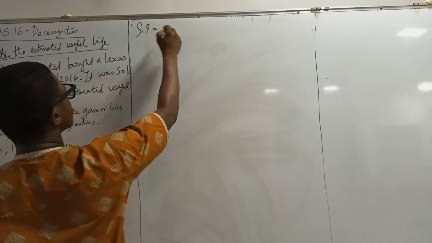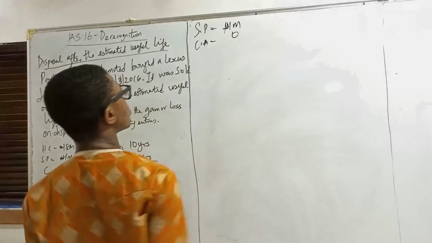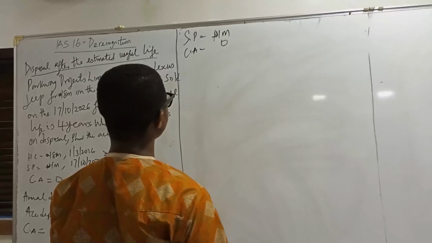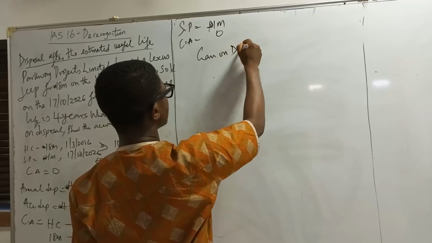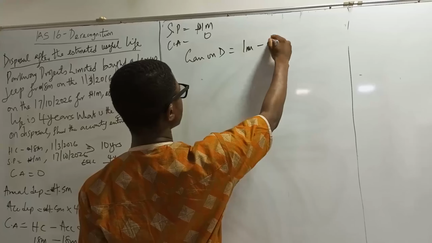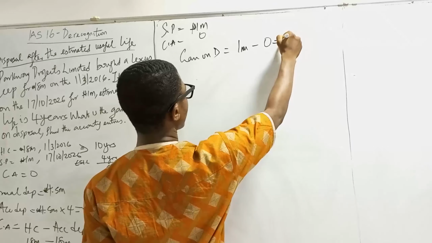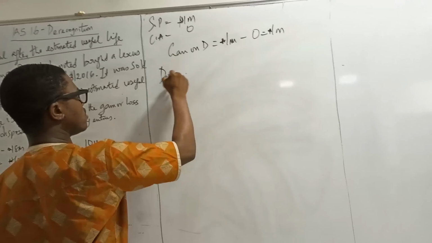Sales proceeds is 1 million naira. Carrying amount is zero. What does that mean? We don't even need to be told that it is a gain on disposal. And what's our gain on disposal? 1 million minus 0, which gives us 1 million naira. What is now the accounting entry? Our accounting entry, we have a description.